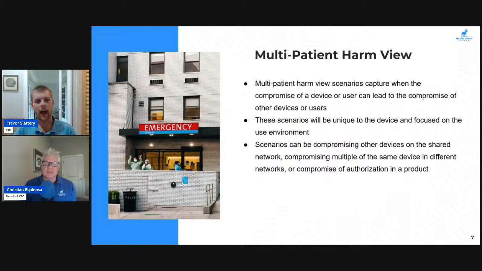There's a range of how multi-patient harm views can apply, which is why it's going to be so unique based on the device. If we're looking at something like a... Let me pause there for a second. A question that comes up quite a bit, because I see on the bullet there: if I'm a medical device manufacturer and somebody compromises my device, in what way can I figure out what the effect would be to other devices or users?